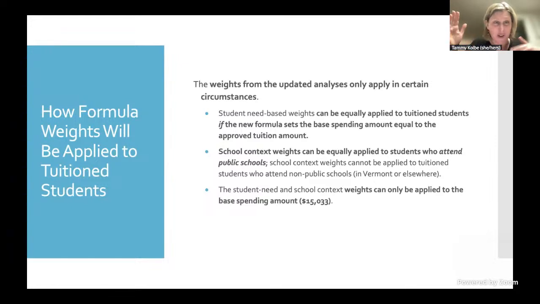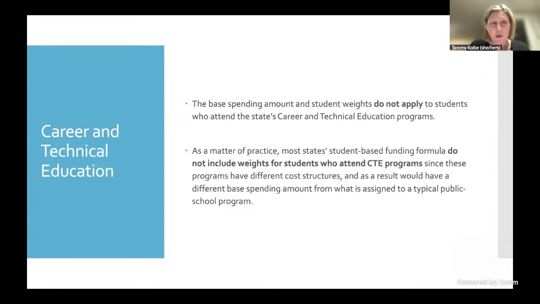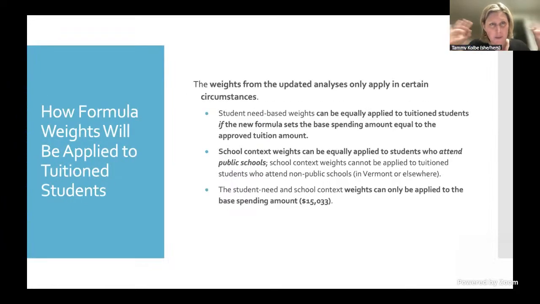It's kind of like our variable base question that we talked about a minute ago, right? We have to have a common base for those weights to apply. If you don't have a common base, then we have to think about how we do weights differently. So let me just stop there. Those are some design considerations.